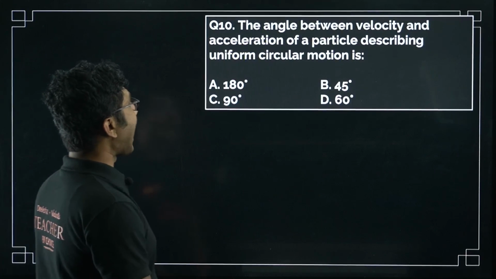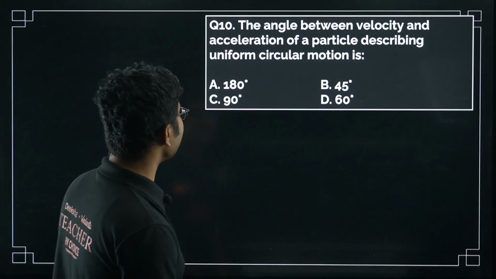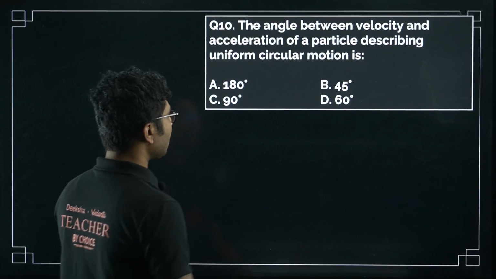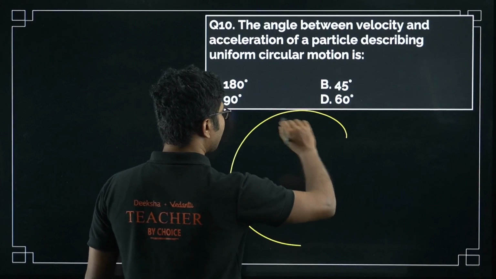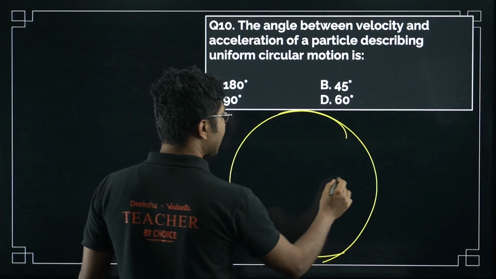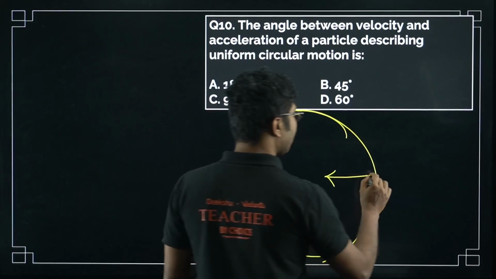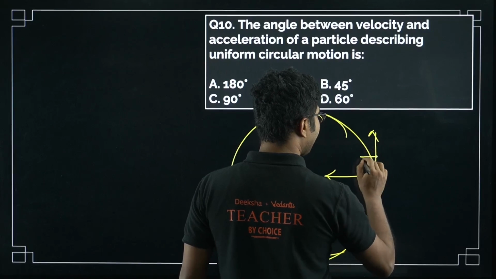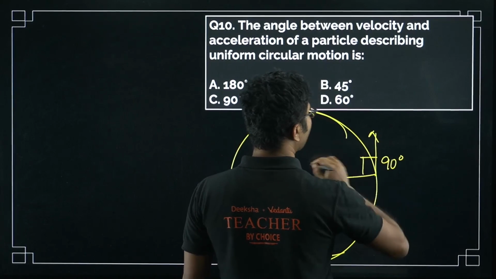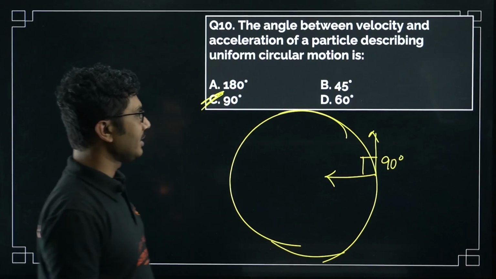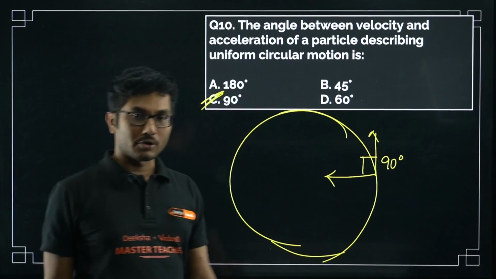Next question, the angle between velocity and the acceleration of a particle describing uniform circular motion. So uniform circular motion, acceleration is always inward, centripetal acceleration. Velocity is always tangential. So the angle between them is 90 degrees, always. So the angle between velocity and acceleration in case of uniform circular motion is always 90 degrees.